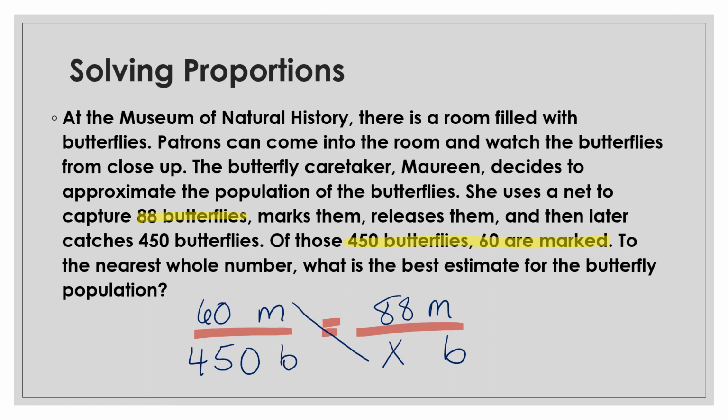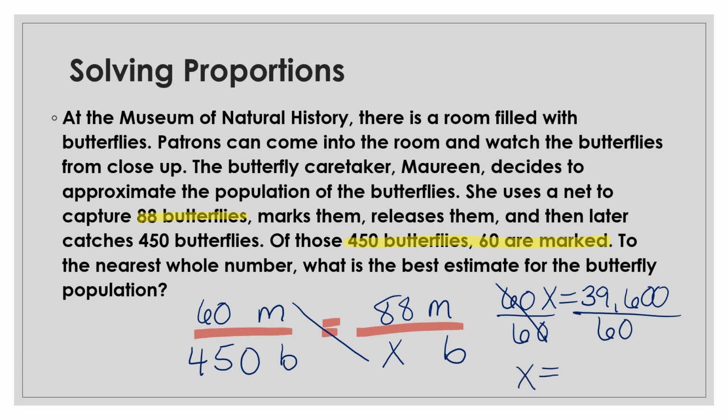So 60 multiplied by x is 60x. And 450 multiplied by 88 is 39,600. We will divide by 60 on both sides to solve this one-step equation. 39,600 divided by 60 is 660.